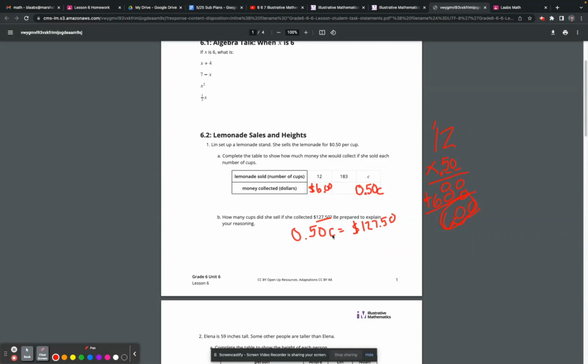And so to find out what C equals, that amount of cups that she sold, I need to get C alone. So I need to divide by my coefficient here, which is 50 cents. Which means I'm going to divide this side by the 50 cents. Okay, so if I were to write that the way it is, it would look like this.